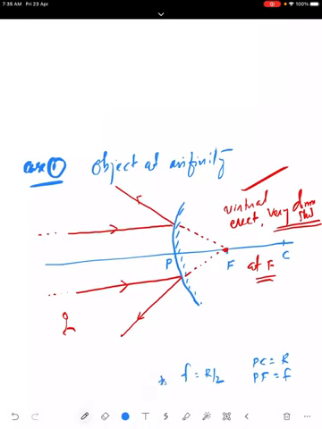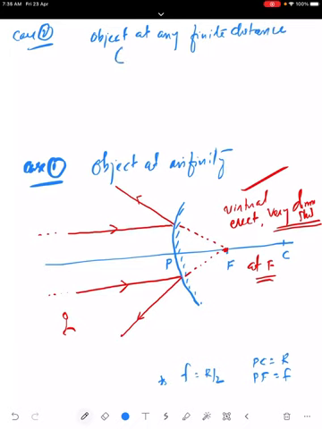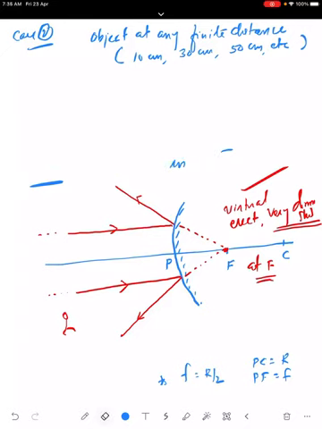So, case two, we write, object at any finite distance, that is you can see that 10 centimeter or 30 centimeter or 50 centimeter, etc., a finite distance that can be measured from the mirror. And see the image formation here. So, I am drawing these two things together. One diagram is already there, so the diagram I am marking here, so it is easy to compare.